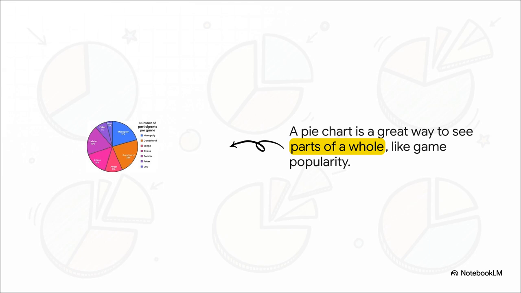Take a look at this chart showing how popular different board games are. Your eyes just immediately go to the biggest slices, don't they? It's pretty obvious that Candyland and Monopoly are the big winners here, and that's really the magic of a pie chart. It makes these proportions instantly easy to grasp.